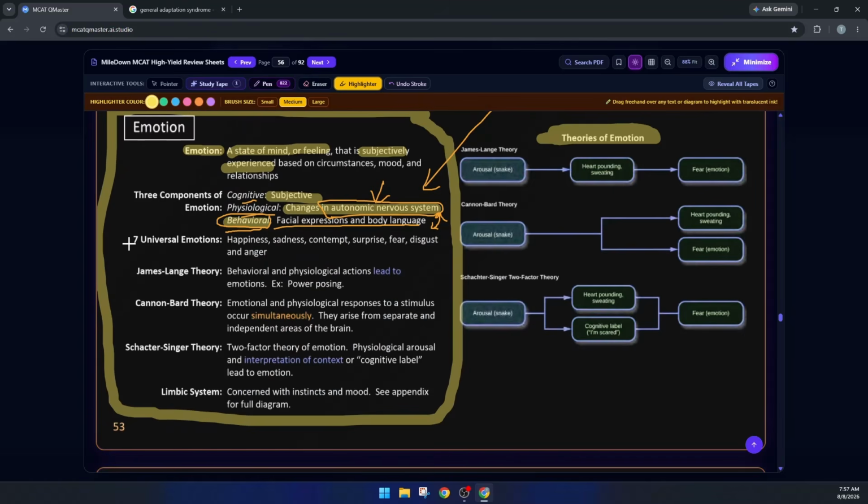Okay, the 7 universal emotions were found by a researcher. I forgot his name, to be honest. I'm not sure if you have to know his name. I don't think it's as important as knowing what the 7 universal emotions are. They're happiness, sadness, contempt, surprise, fear, disgust, and anger.